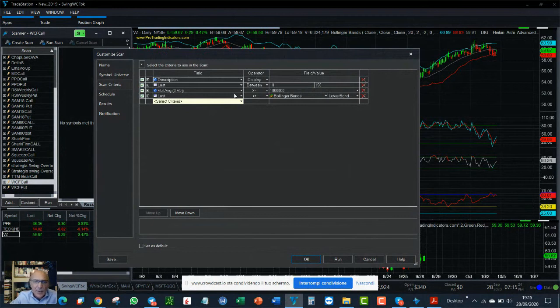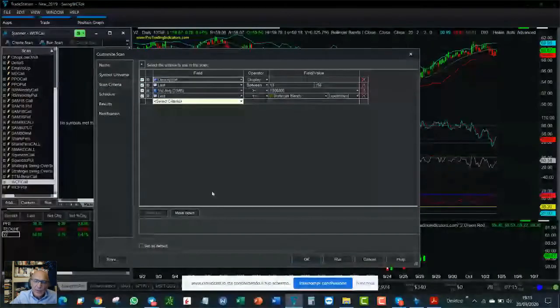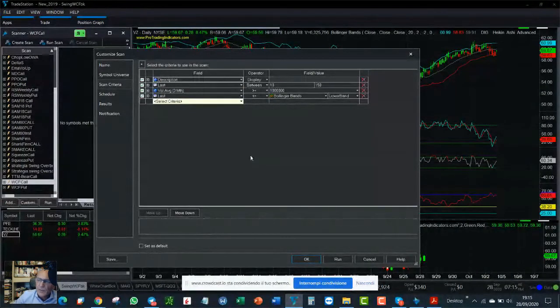Then I go to the Bollinger Band. In this case, I want the last price in the market to be below the lower band of the Bollinger Band. This is a scan which is quite easy to build in the platform, and there is a very simple tutorial that explains how to build it.